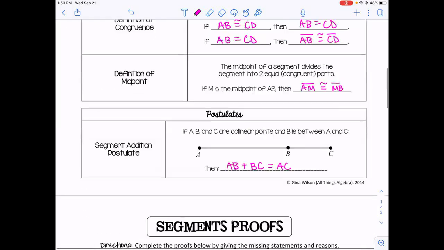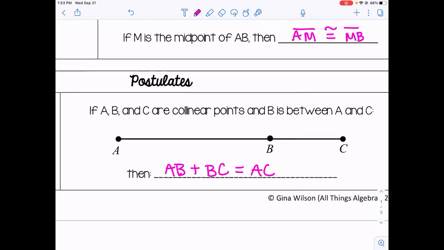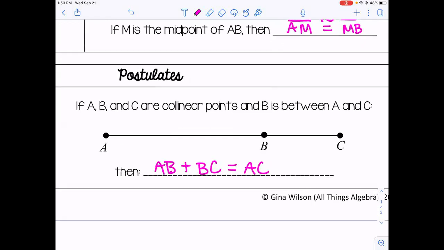Wait, what? So there's no division, addition, something like that. Not for this, because when we talked about the postulate in the last chapter, it's talking about the measure. Well, the segment addition postulate is measured.